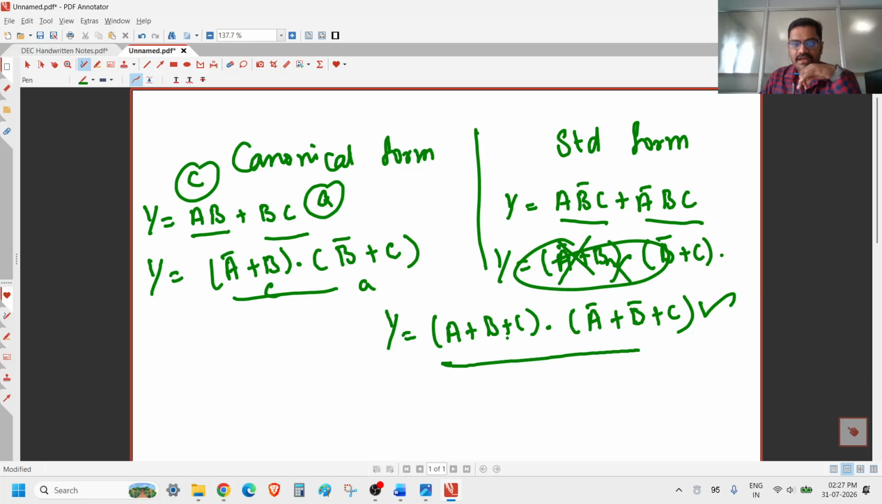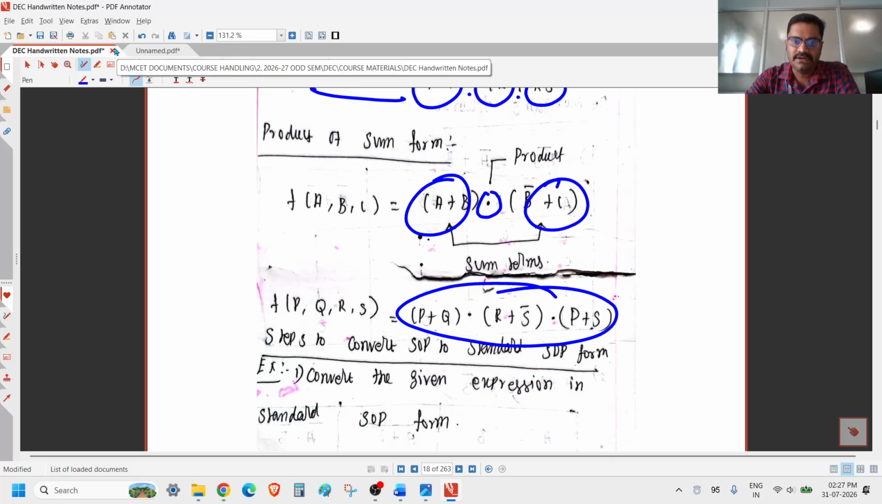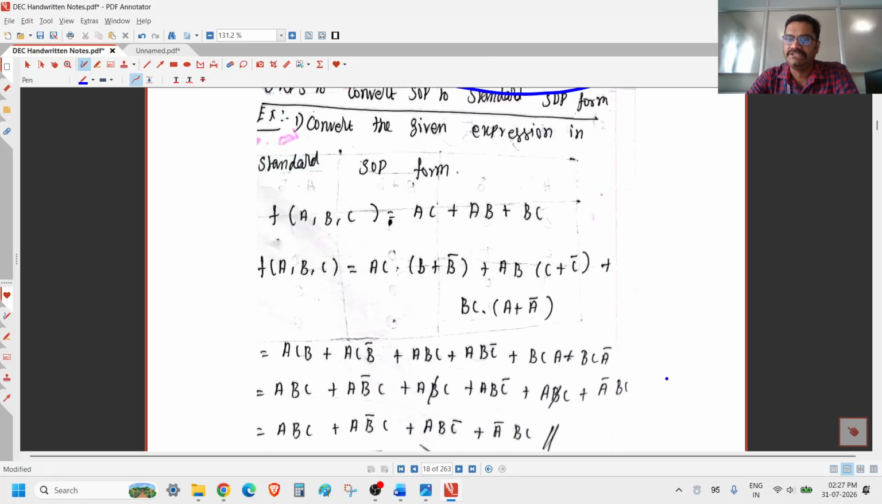But here you can see both the terms contain all the variables. So if all the variables are present in all the terms, that is called standard form. If it is not like so, it is called canonical form, right? So that is the major difference. I hope now you understand the basic difference between the canonical and standard form.